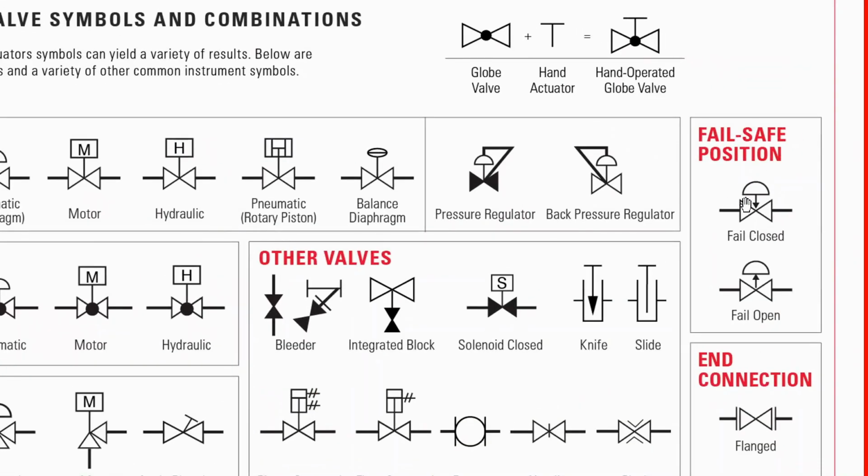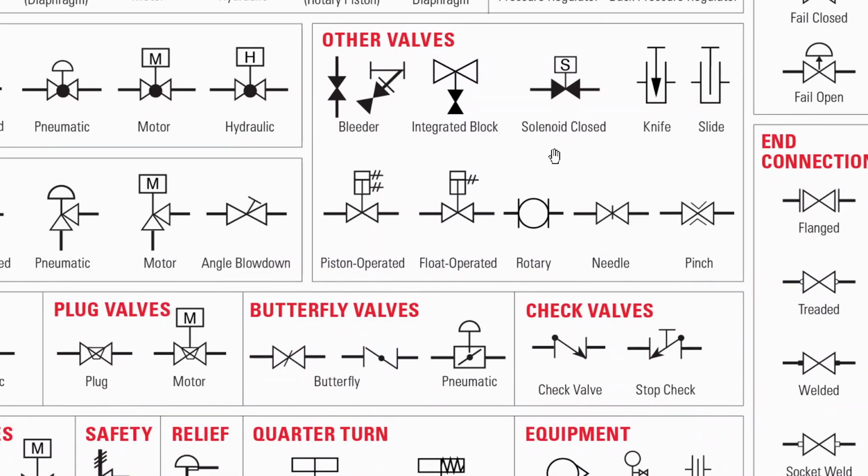Fail safe position. See, when a valve is fail closed, as we have discussed in our instrumentation section, what is air fail closed? If air fails, this valve is a fail closed valve. In that case, this is the symbol which is used. So a fail open valve is shown in this way, and a pressure regulator valve, back pressure regulator valve is shown this way, and other valves, bleeder and integrated block valve, solenoid valve is shown this way. Very important one. A lot of applications are there.